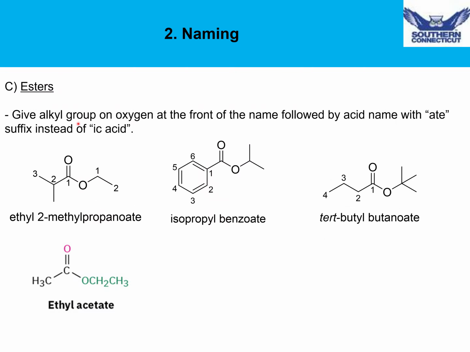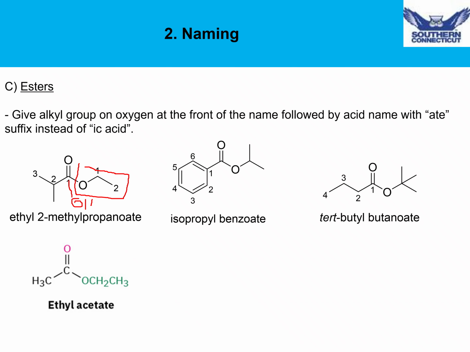In naming esters, we're gonna give the alkyl group that is attached to the oxygen of the ester in front of the name, followed by the suffix ate, which is going to replace the suffix ic acid from the carboxylic acid. So as an example, we have here a compound that, if we think about which carboxylic acid this came from, we would have to ignore this part and put an OH here.